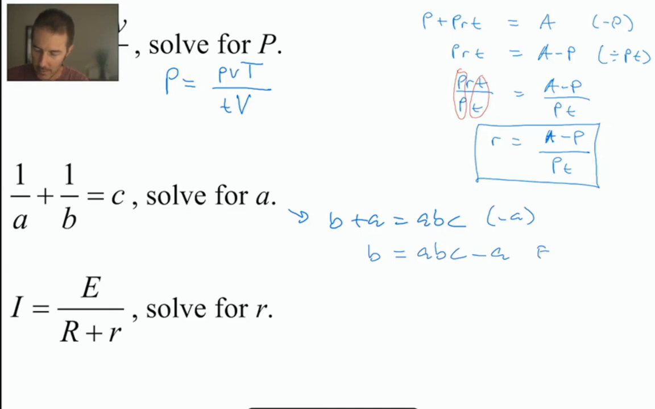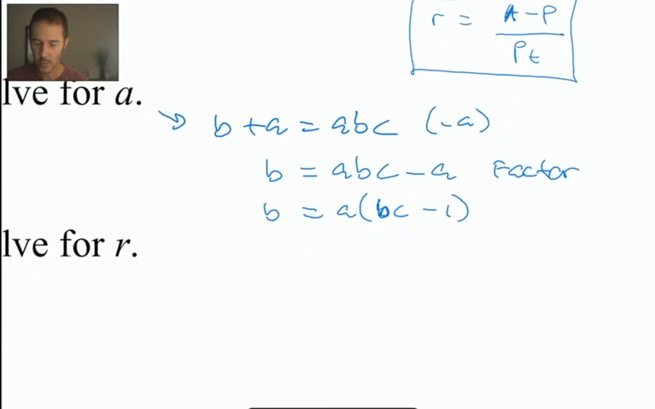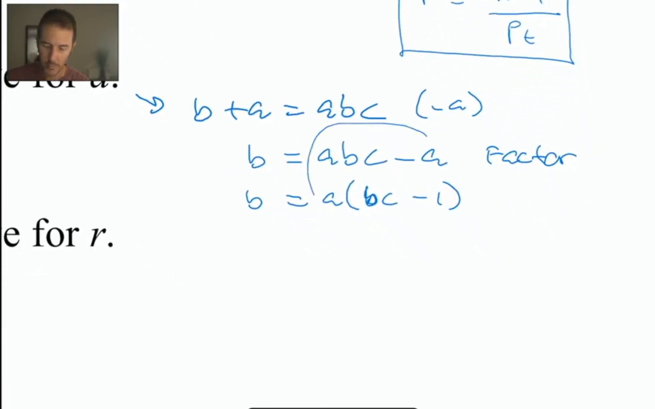So let's factor, and we're doing the kind of factoring where we're factoring out a GCF. We're not reverse FOILing, we're reverse distributing. A times BC minus 1. All right, and you can double check that I factored correctly by distributing. A times BC would give me ABC. A times negative 1 would give me negative A. Perfect, so these 2 things are definitely equivalent.